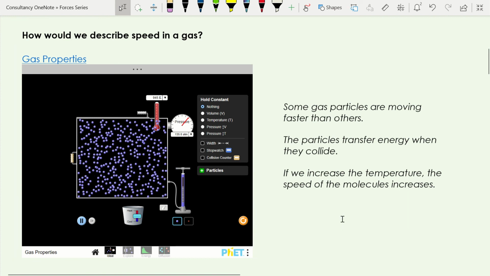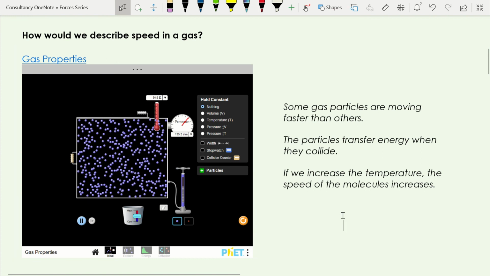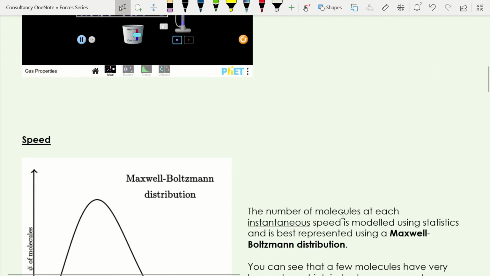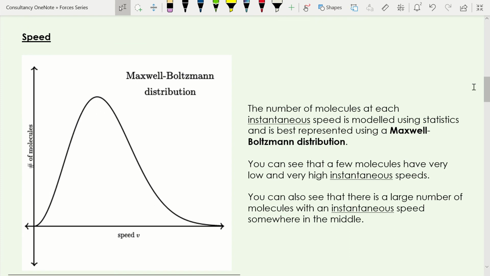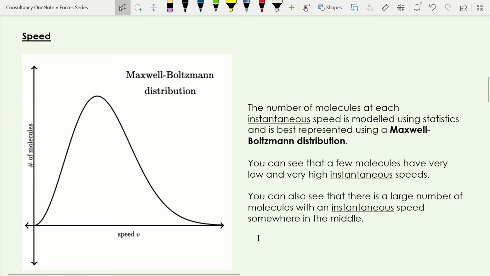Okay, so let's dig into that a little bit more and look at how we model the gas particles. So we use something called a Maxwell-Boltzmann distribution, like you can see here. What we've got on the x-axis is the speed that a molecule might be at, and then the y-axis tells you the number of molecules you have at that given speed. So when we say speed, we're talking about instantaneous speed. This model actually comes from statistics, so we're using statistics and probability in order to produce this model.